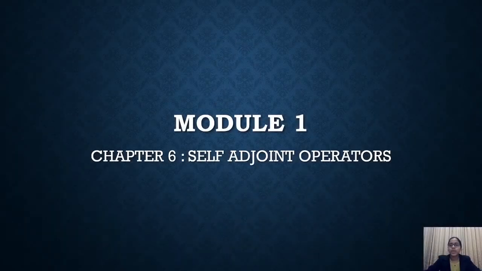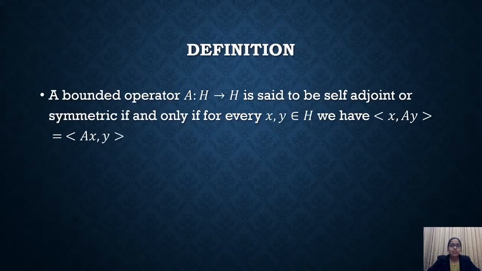Today we are going to begin with a new chapter. The chapter is chapter 6 about self-adjoint operators. In this lecture we'll be discussing what a self-adjoint operator is, and we'll study a few properties related to that. Okay, so let's see the definition.